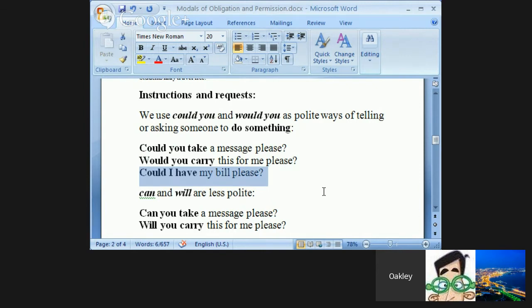Generally speaking, can and will are more along the lines of telling someone what to do, more like instructions rather than requests. Can you take a message, please? It's less polite, more direct, more like a demand than a request. Will you carry this for me? It's a little bit less polite and more demanding.